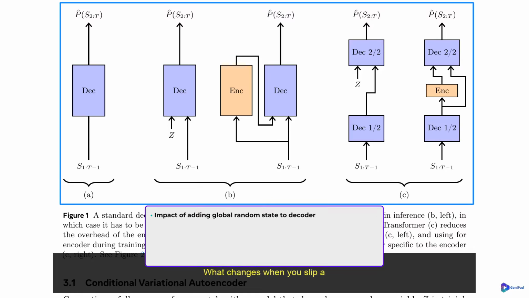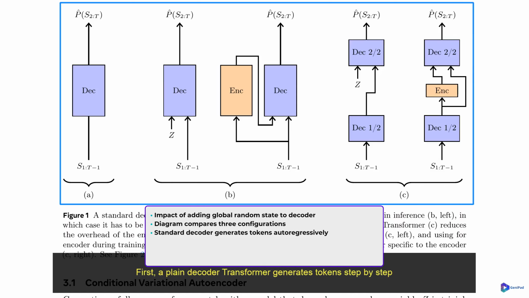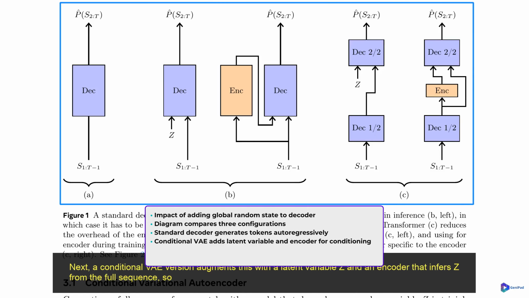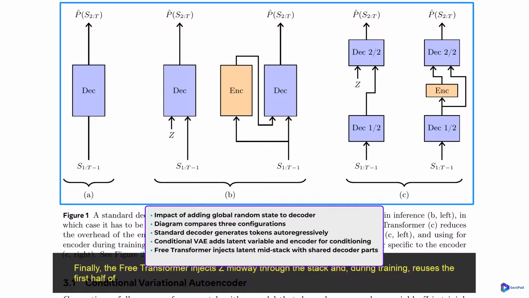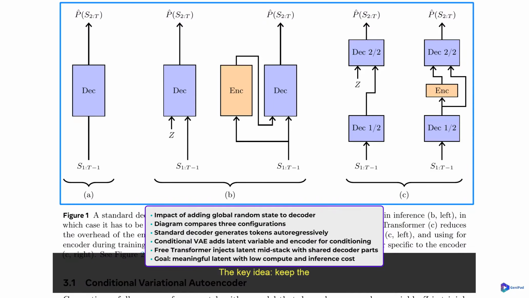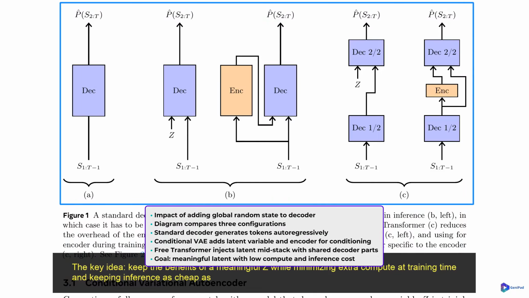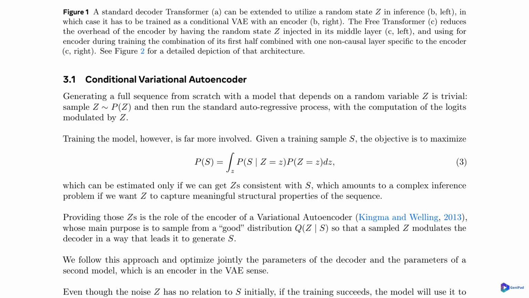What changes when you slip a global random state into a decoder? The diagram contrasts three setups. First, a plain decoder. Transformer generates tokens step by step using only past tokens. Next, a conditional VAE version augments this with a latent variable z and an encoder that infers z from the full sequence, so the decoder can condition on z while generating. Finally, the free transformer injects z midway through the stack and, during training, reuses the first half of the decoder plus a single non-causal layer to act as the encoder. The key idea: keep the benefits of a meaningful z while minimizing extra compute at training time and keeping inference as cheap as a standard decoder.